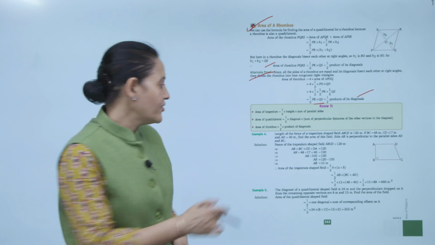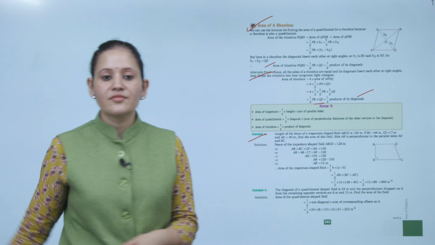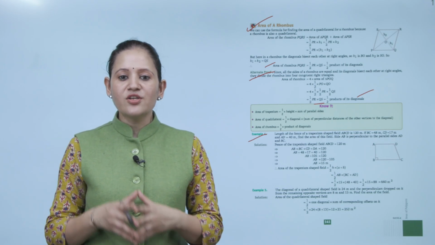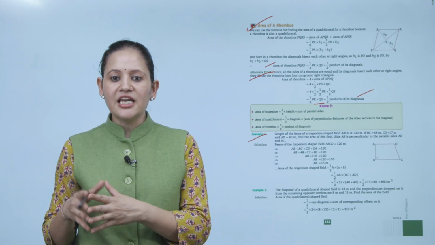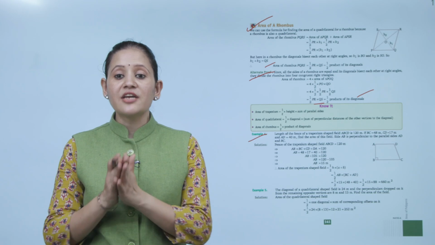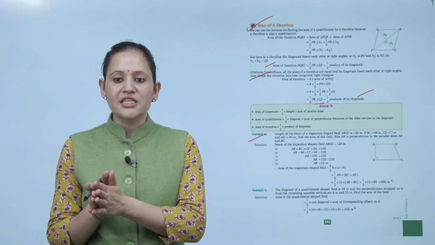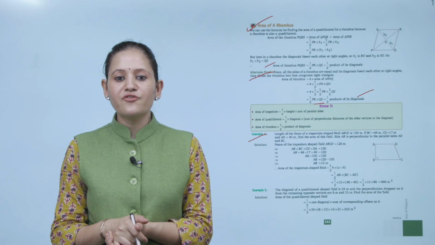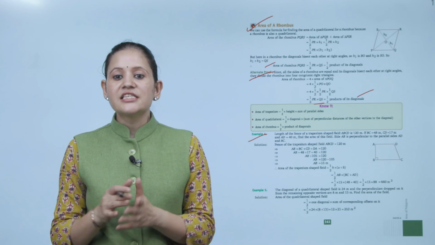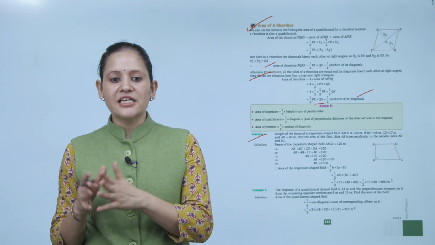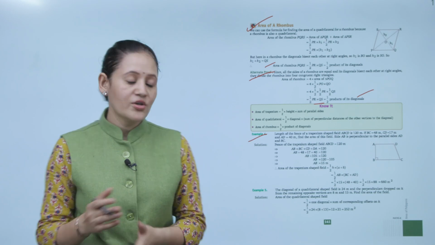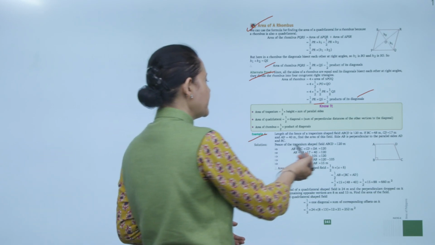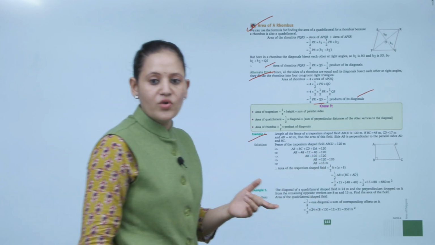Next is example 4. The length of the fence of a trapezium shaped field ABCD is 120 meter. If BC equals 48 meter, CD 17 meter and AD 40 meter, find the area of this field. Side AB is perpendicular to parallel sides AD and BC. So to fence the trapezium shaped field ABCD, that is 120 meter.